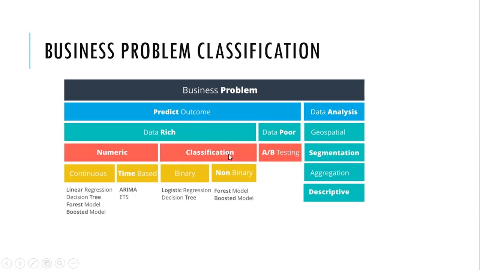Since it's a categorical variable, we have to go with one of these two classification models. Whether it's binary, we go with logistic regression model or decision tree. And if it's non-binary, say in this case we have to categorize data into more than two categories, then we are looking at using a non-binary model, which is random forest model and boosted model.